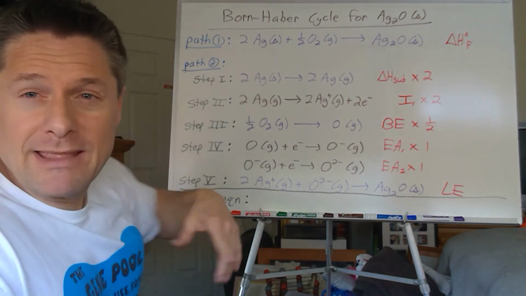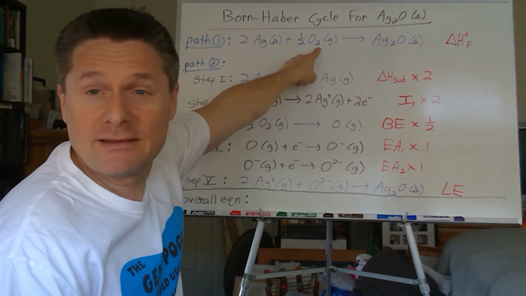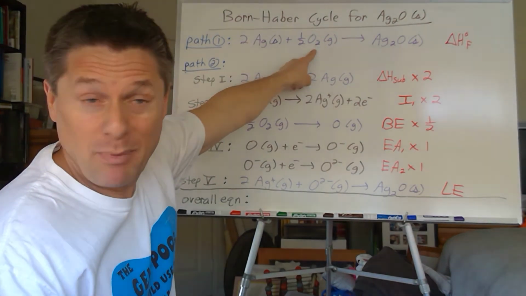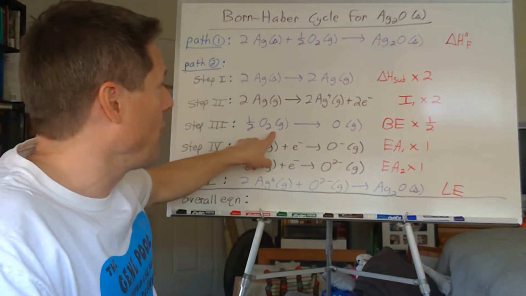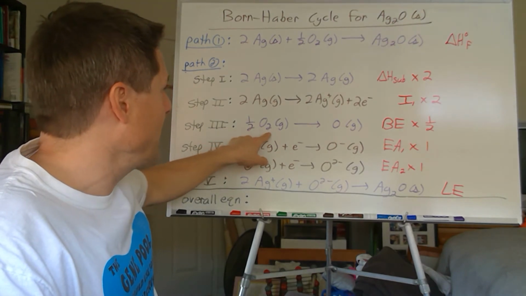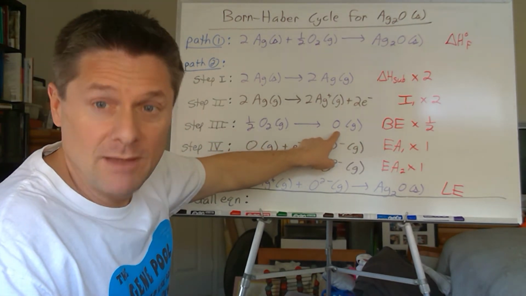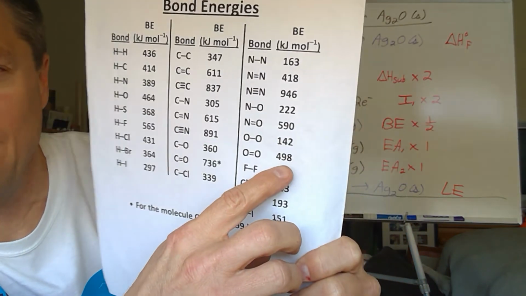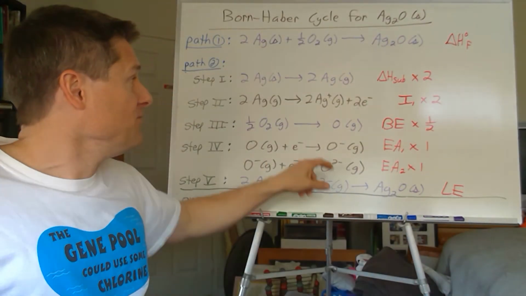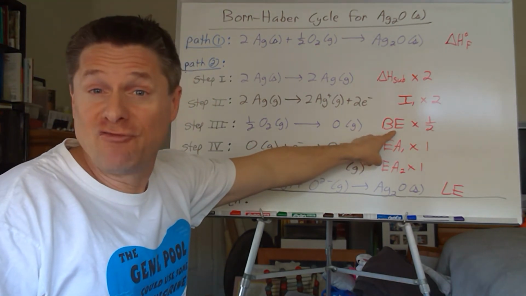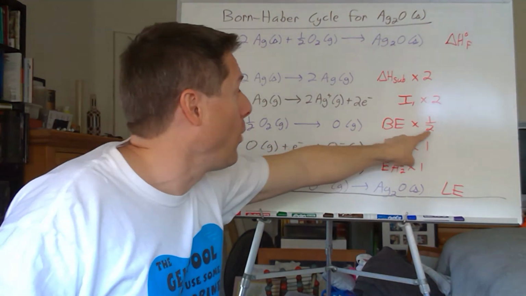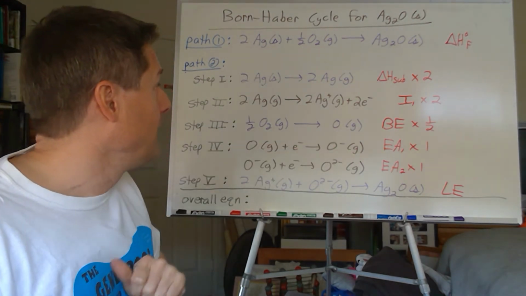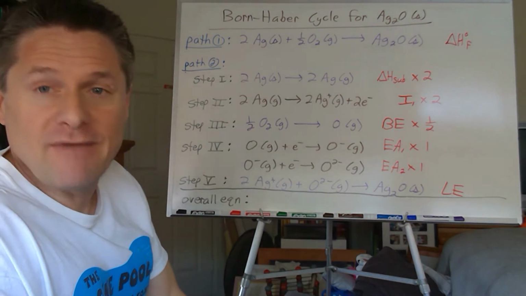All right, step 3. If your nonmetal is polyatomic, split the bond. So oxygen is a double bond. So we're going to take that half a mole of oxygen, 1/2 times 2 gives us 1. But we need to break that using the bond energy, right? And that's that 498 kilojoules per mole. So we'll take that bond energy, 498 kilojoules per mole, times 1/2 of a mole of oxygen. That leaves us with 1 oxygen atom in the gas phase.